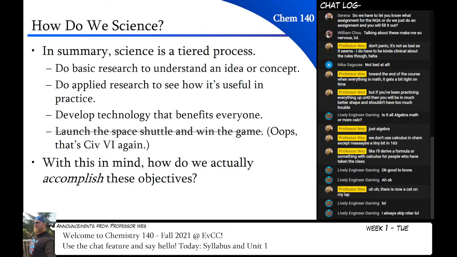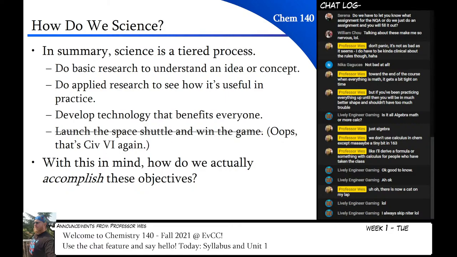And so science follows the sort of tiered process. You start at the bottom with basic research to understand ideas behind any basic thing. And then what you try and do is you say, okay, how are those ideas useful? How do I apply what I've learned in the basic research? I've made this catalyst that decomposes plastic. How do I get that out in the ocean so that I can remove the plastic from the ocean? That would be the applied research. And then the technology would be the device you sell to people who want to clean the ocean of plastic.